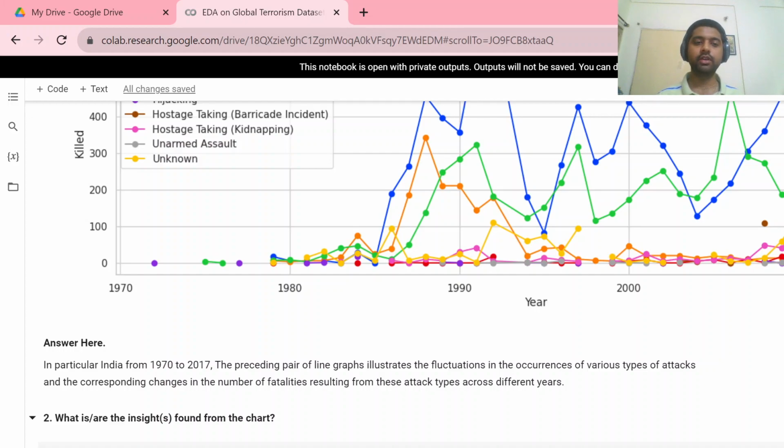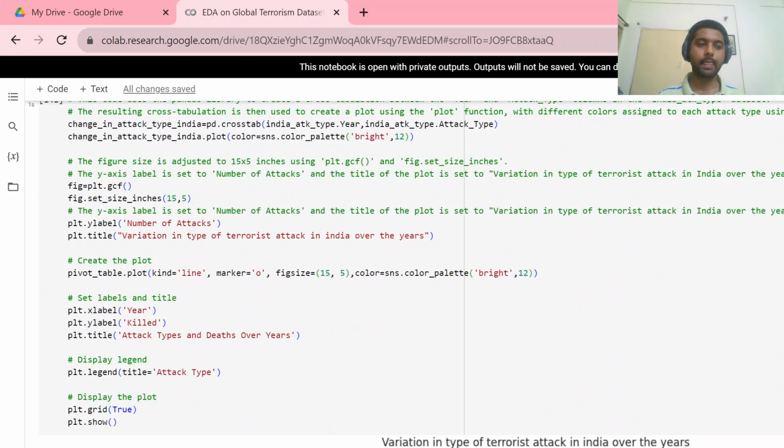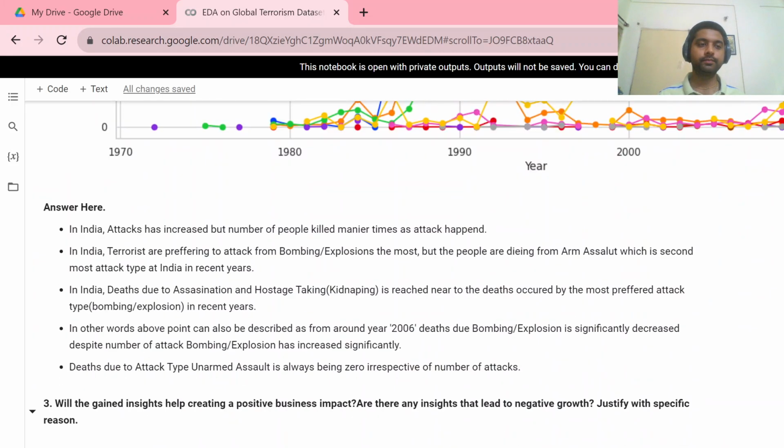The preceding pair of line graphs illustrates the fluctuation in the occurrence of various types of attacks and the corresponding changes in the number of fatalities resulting from these attacks across different years. In India, attacks have increased, but the number of people killed many times rises as attacks happen.